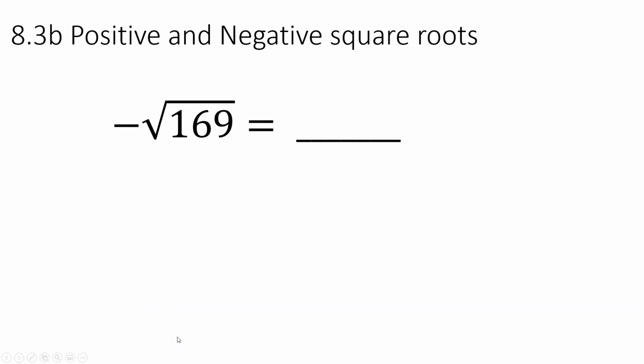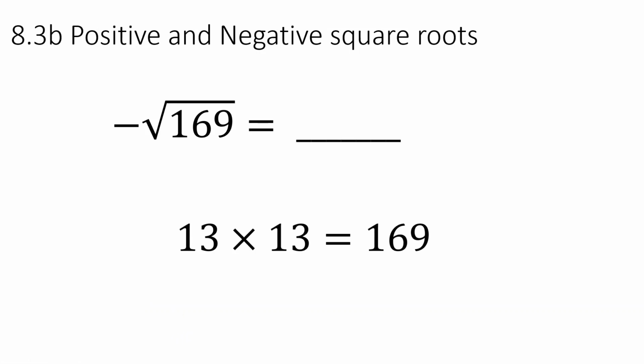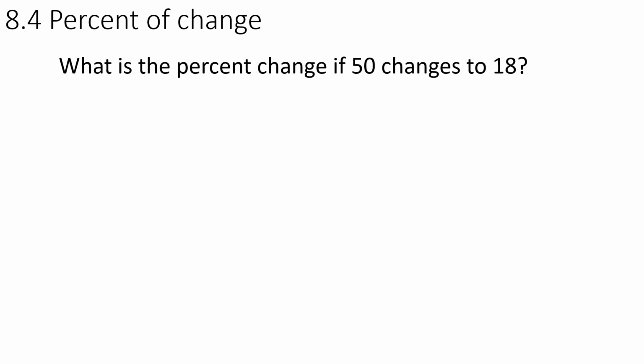All right, negative the square root of 169. Basically take the square root of 169, which is 13, and then stick a negative sign in front of it. So negative 13. Moving on.